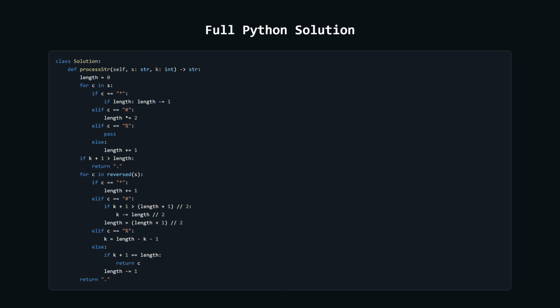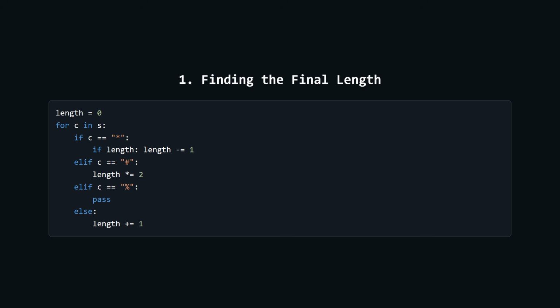I'm going to chop this up into smaller bite-sized microslides right now so we can understand exactly what's happening. First, we sweep through our input string from start to finish. Notice we aren't saving any text. We just add 1 for letters, subtract 1 for stars if we can, double it for hashes, and do absolutely nothing for percent signs, since reversing doesn't change the size.